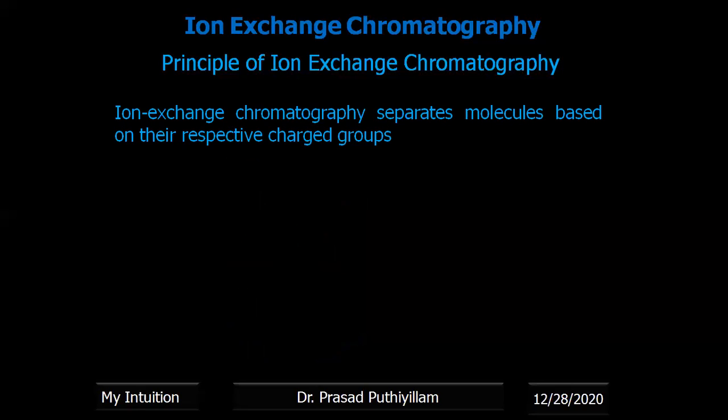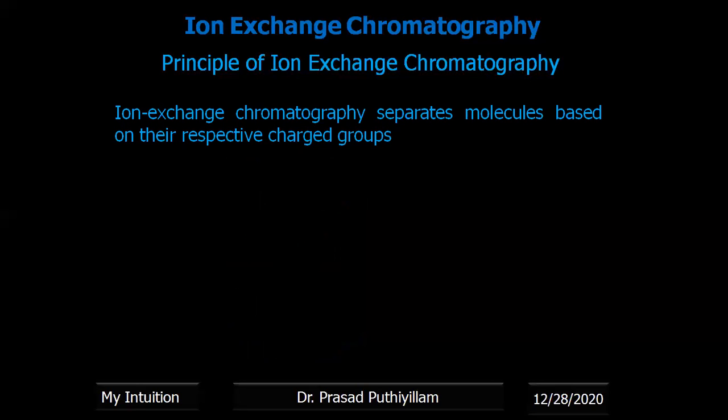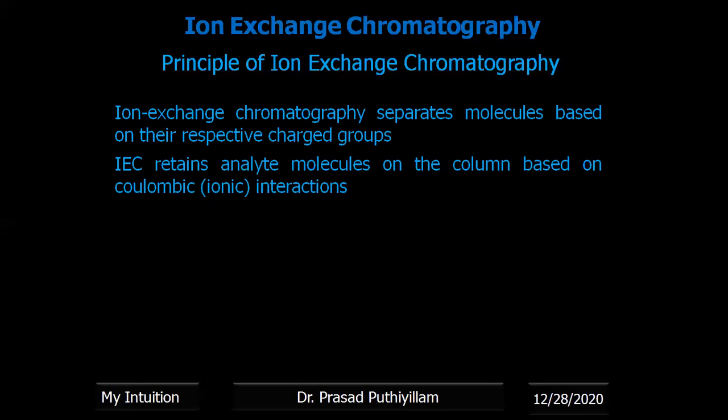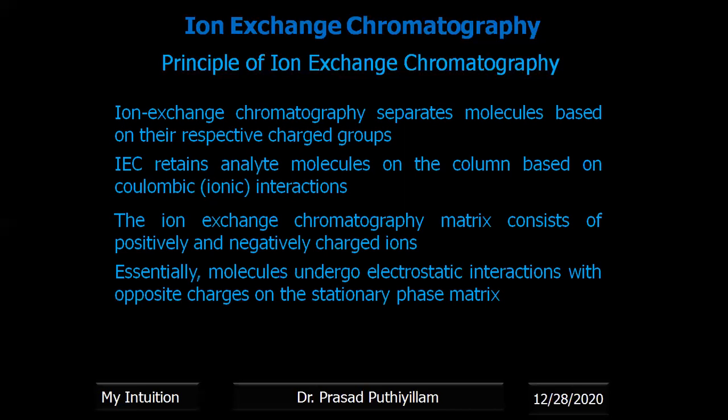The scheme presented here is for the anion exchange. Likewise, you can think about a cation exchange in a very crude way. Ion exchange chromatography separates molecules based on their respective charge groups. It retains an analyte molecule on the column based on coulombic or ionic interactions. The matrix consists of positively or negatively charged ions, and the molecules undergo electrostatic interaction with opposite charges on the stationary phase matrix.